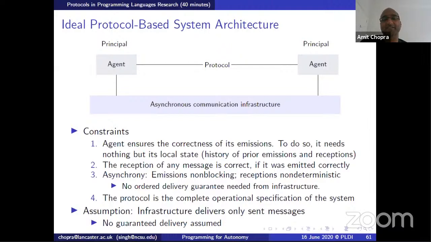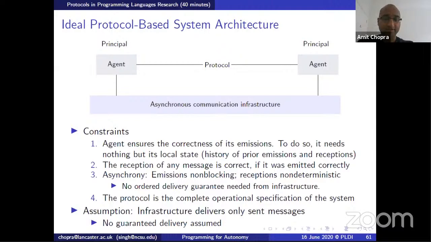If a reception is correct whenever it happens, then you don't need the infrastructure to deliver a message in FIFO or causal or whatever other orders you can imagine. And the protocol is the complete operational specification of the system. You can think of messages as the sort of atomic operations that the agents are carrying out by communicating them. And by specifying the messages, by specifying the communication, the protocol specifies exactly the extent of the coupling between the agents. Any other communication or synchronization that is not expressed in the protocol is ruled out, because the protocol is the basis on which they interoperate. So there shouldn't be hidden coupling between the agents.